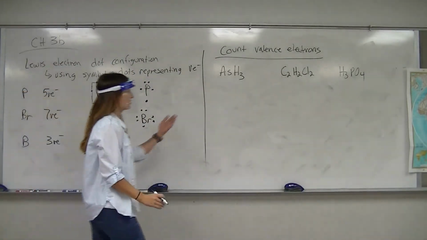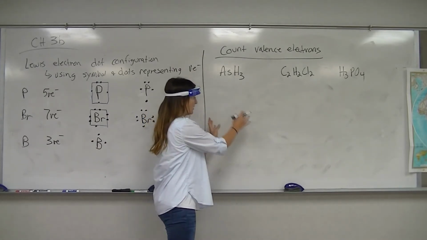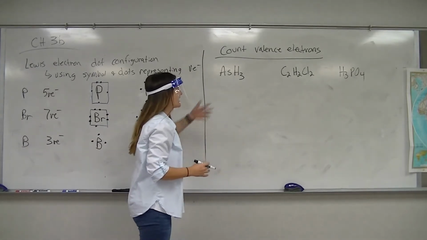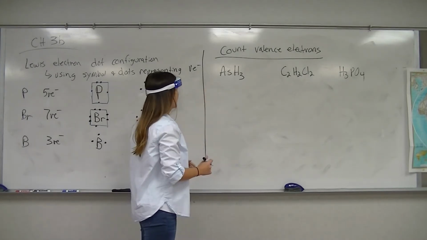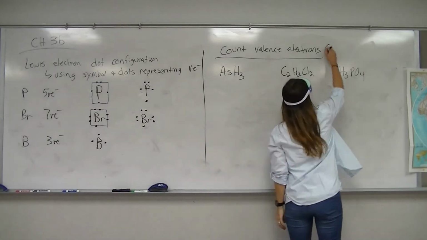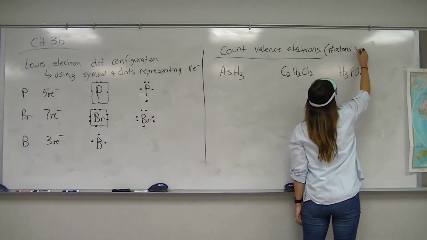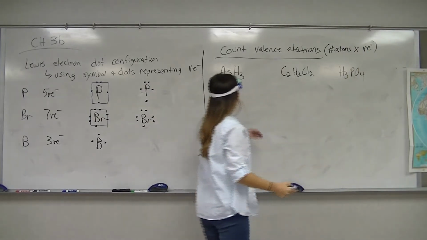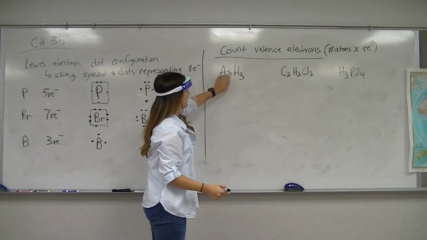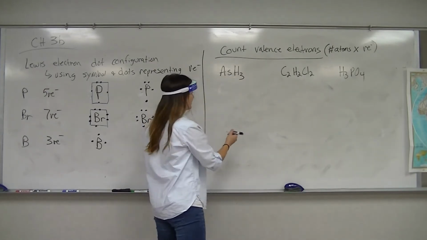So if I'm trying to draw the shape, if I'm trying to figure out where the atoms are, how many bonds they have, I need to know how many valence electrons I have to play with. So to count your valence electrons, you're going to use a formula pretty much. It's number of atoms multiplied by the valence electrons. So you're going to apply that to every atom, every element in that compound. Okay, so I like to make a list.